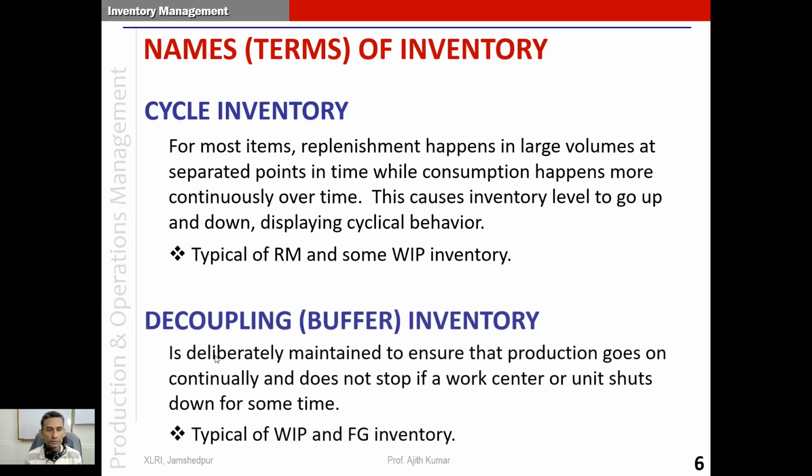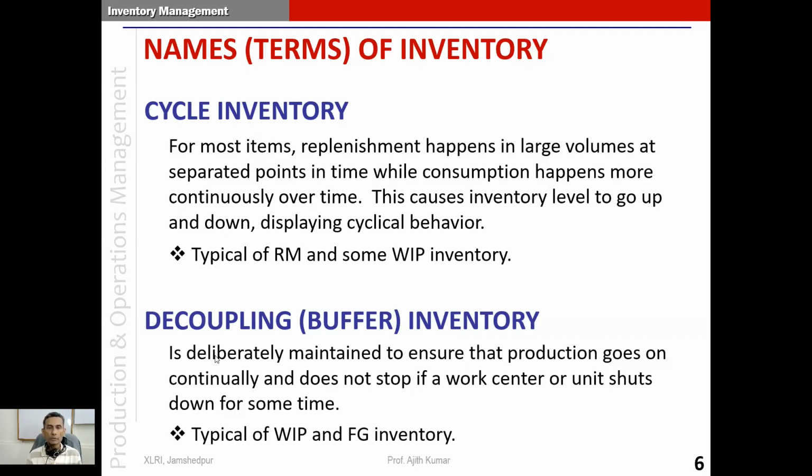The next term used is called decoupling or buffer inventory. This refers to the inventory that is sometimes deliberately maintained to ensure that production goes on continually and does not stop if a work center or unit shuts down for some time. This is typically required in processes which are continuous, high volume, continuous processes, which can be in the form of a line flow or in the form of a continuous flow.